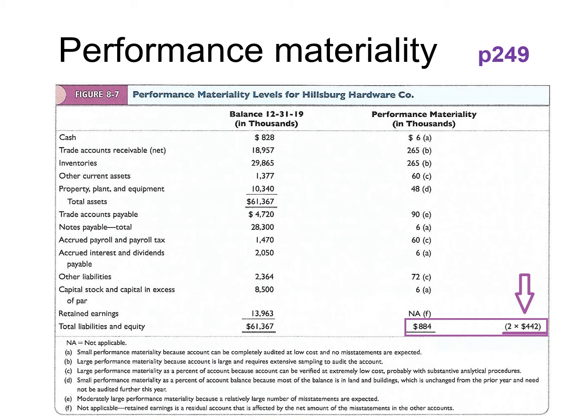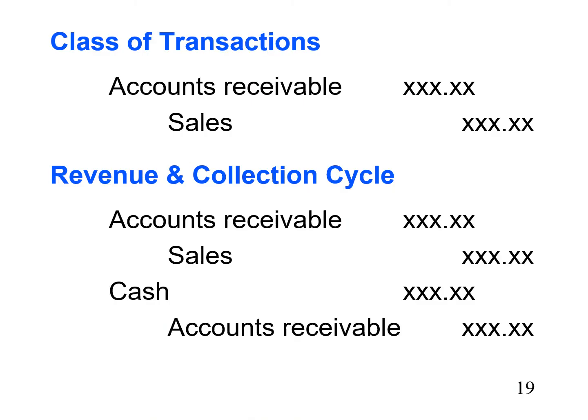This is not quite the same as materiality, but we have to allocate it out to the various accounts so we can design our test. We can design our test so to make sure that they would uncover an error if accounts receivable are off by more than 265. Class of transaction, credit sales. We put credit sales together with cash receipts, and we get the revenue and collection cycle.